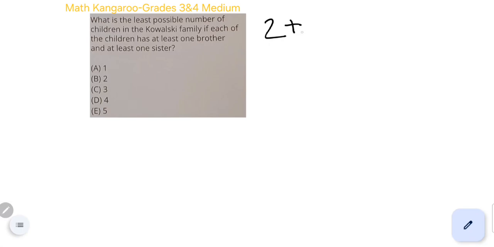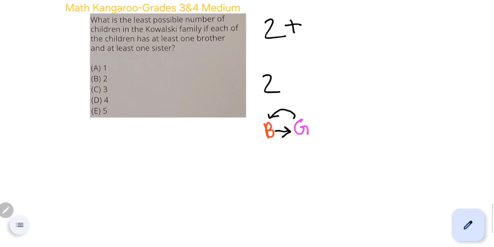Then we can put a plus and a blank because we don't know how many children there are. Here it says that each children has at least 1 brother and at least 1 sister. So there could be 2 children because one of them could be a boy, or we could put B, while one of them could be a girl, or G. And in this case, we see that there is at least 1 sister and she has 1 brother.